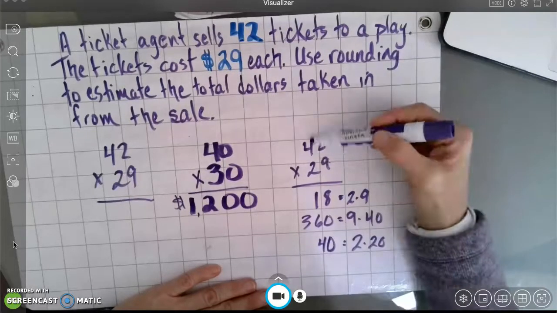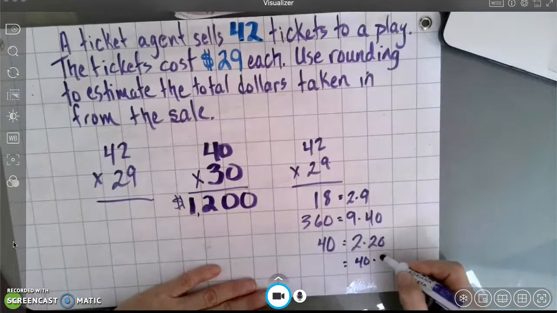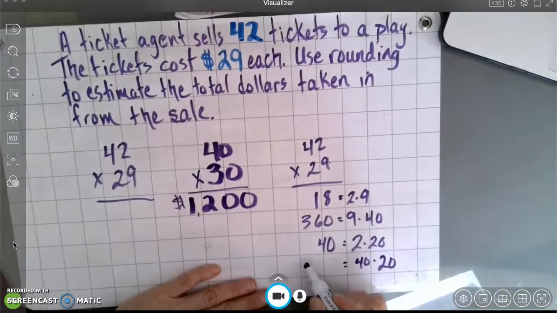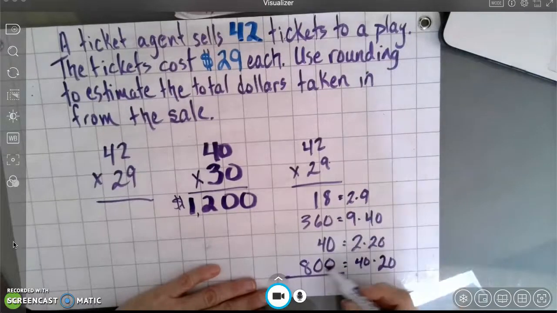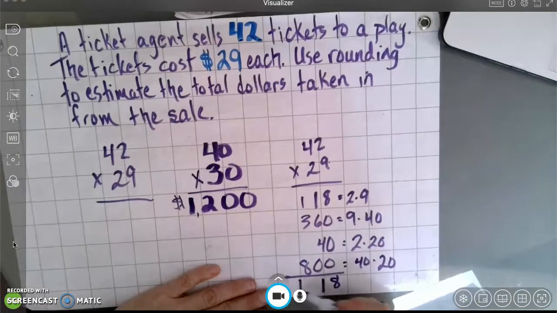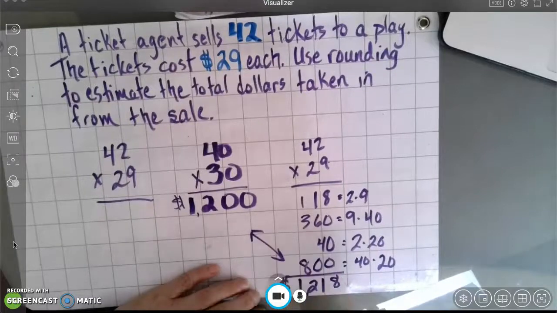And my last tens, 40 times 20 is 800. So I add it all up. It's approximately $1,218. I would say that is pretty reasonable.